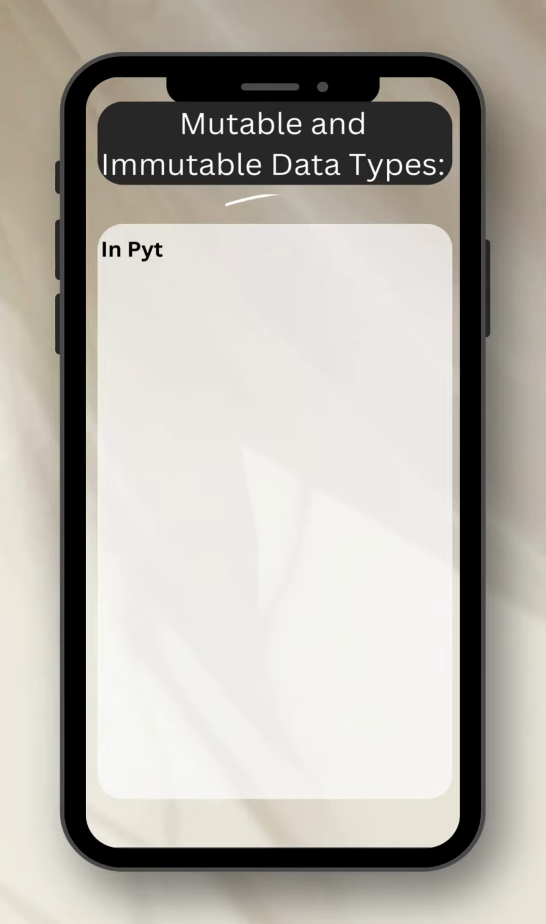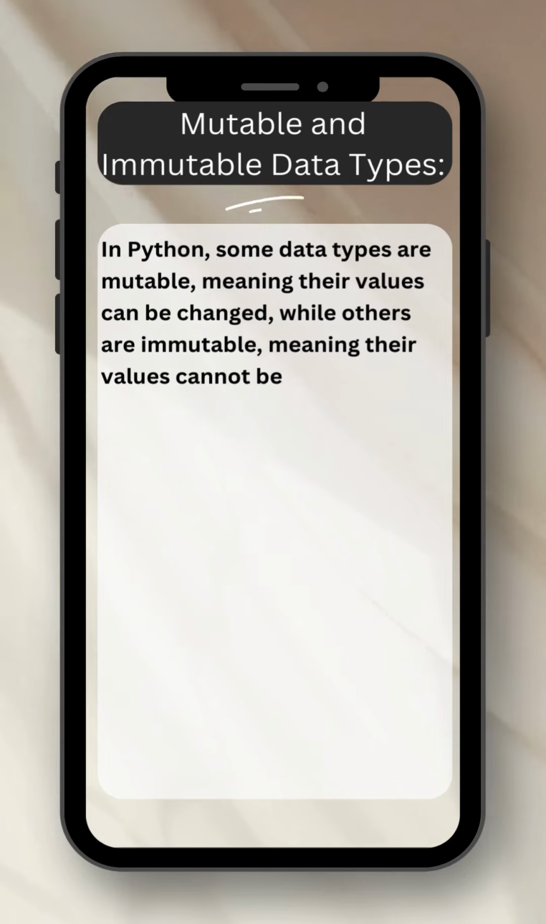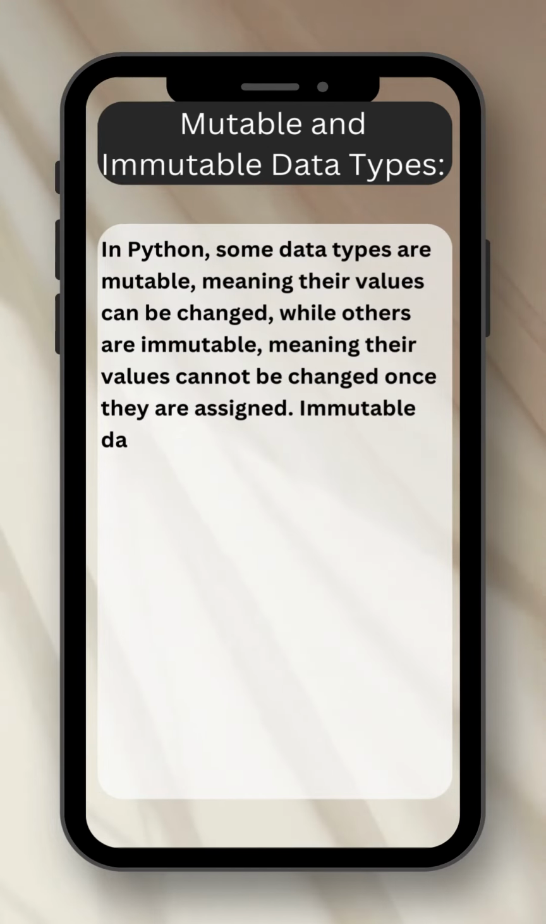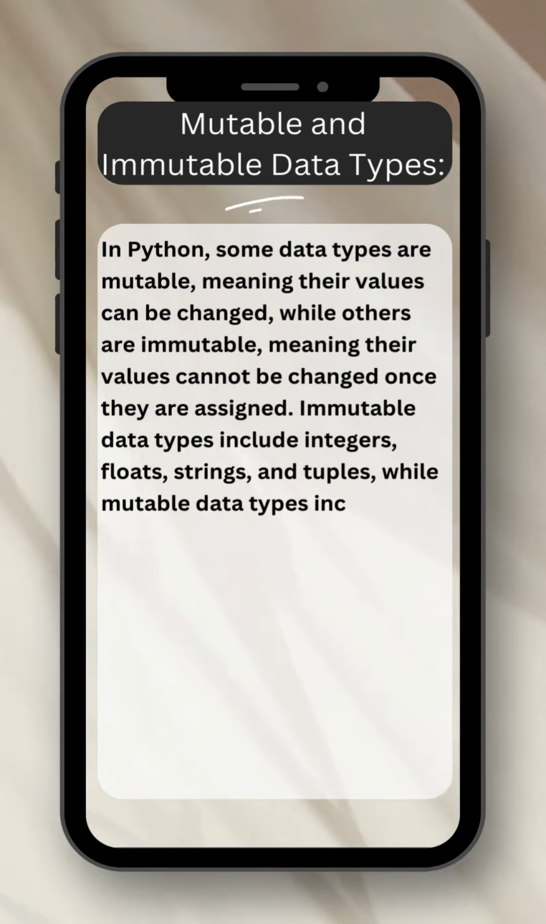Mutable and immutable data types. In Python, some data types are mutable, meaning their values can be changed, while others are immutable, meaning their values cannot be changed once they are assigned. Immutable data types include integers, floats, strings, and tuples, while mutable data types include lists and dictionaries.